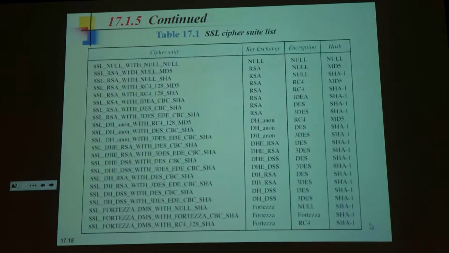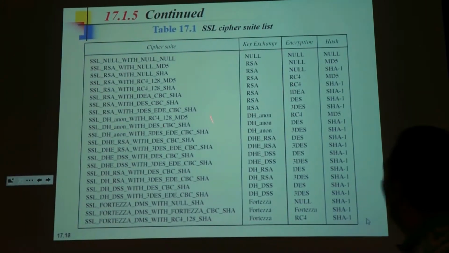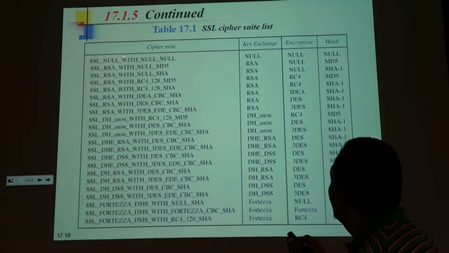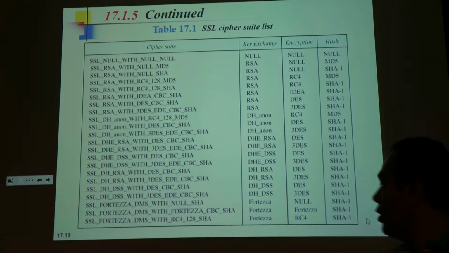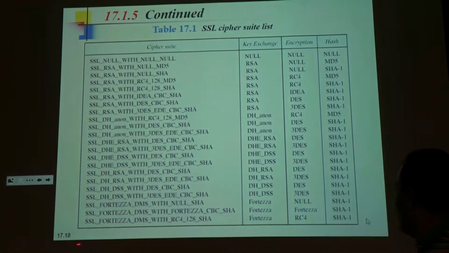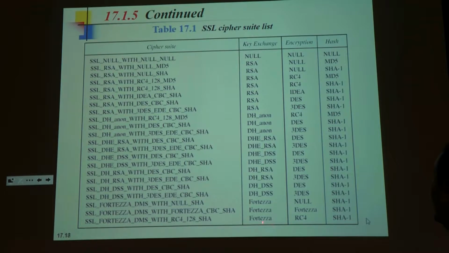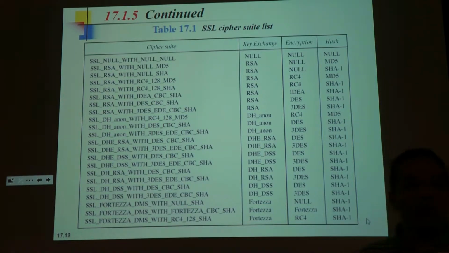Here, these are the SSL suites. There are so many suites, they have to agree on one. If you look at the first one, there is no key exchange, no encryption, no hash, there is nothing. While if you look at the last one, for example, it's using SSL for key exchange, RC4 for encryption, and SHA-1 for the hash. This suite has to be agreed upon between the sender and the receiver.